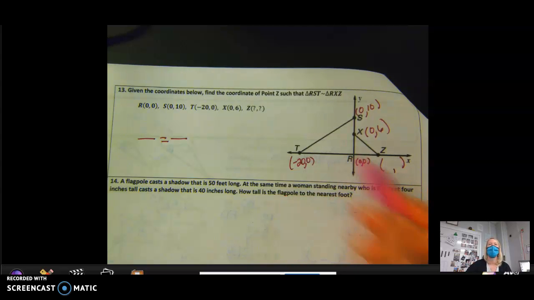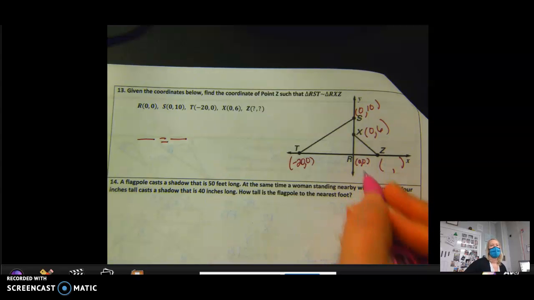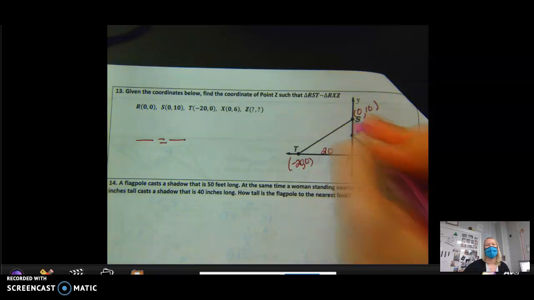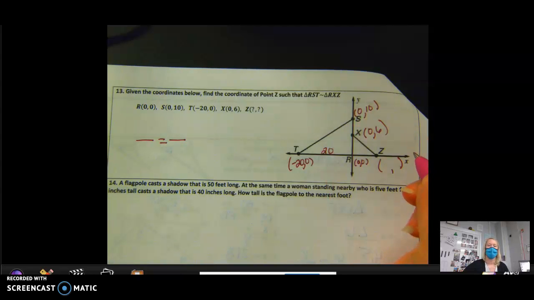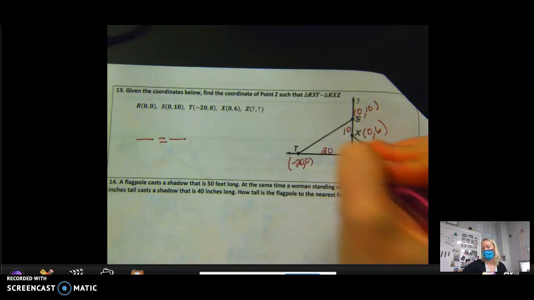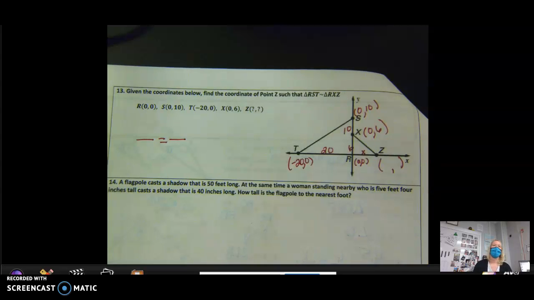So T to R is how long? R to S is how long? X to R is how long? And then R to Z, we don't know. It's going to be our X value, right?